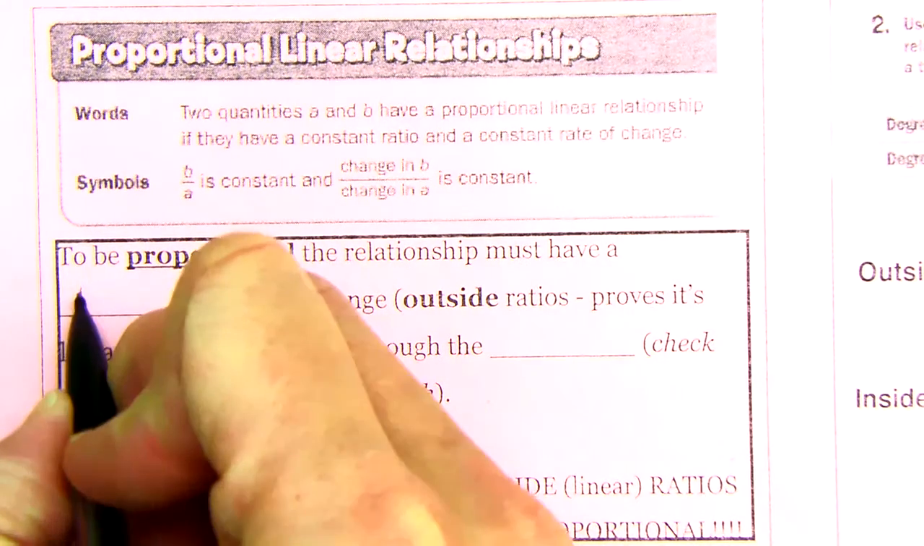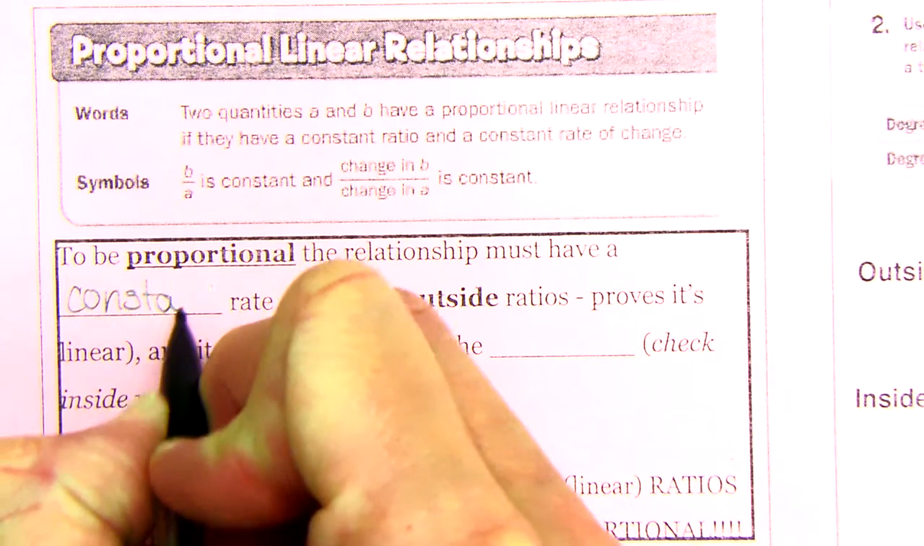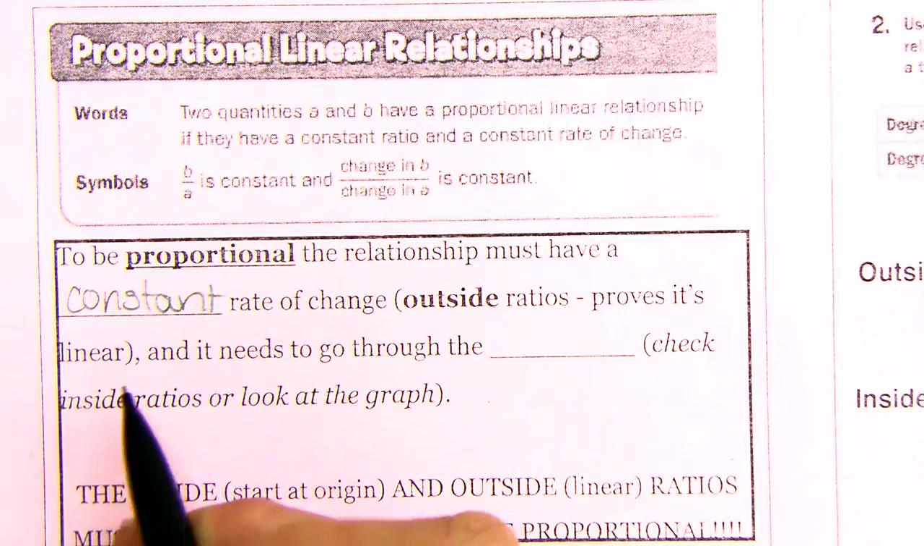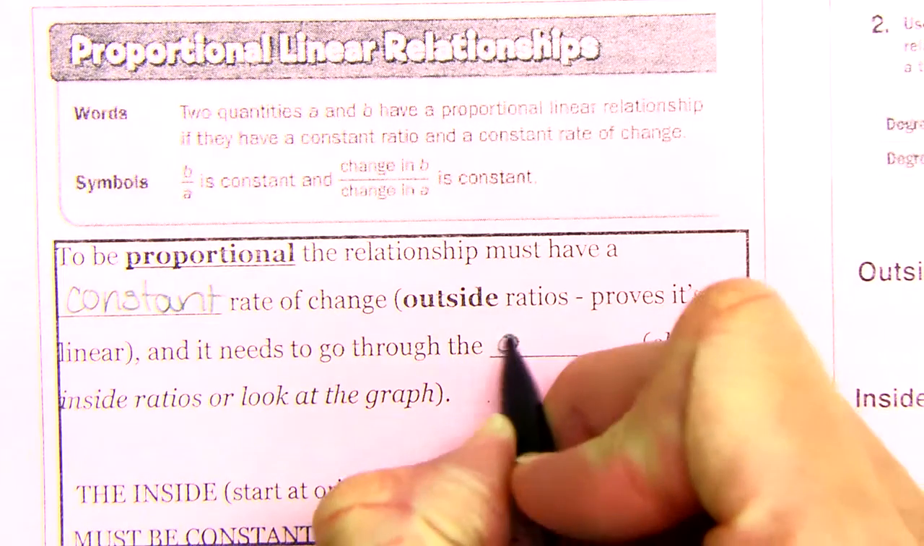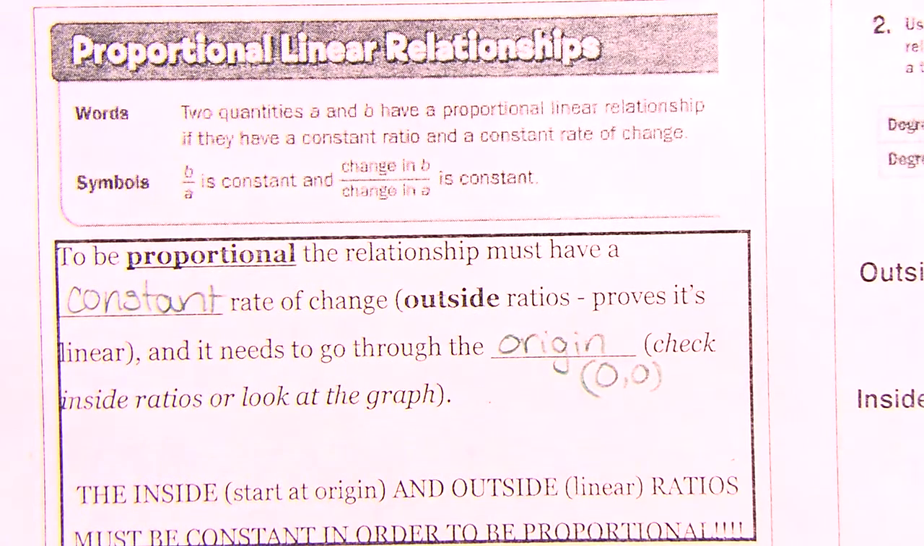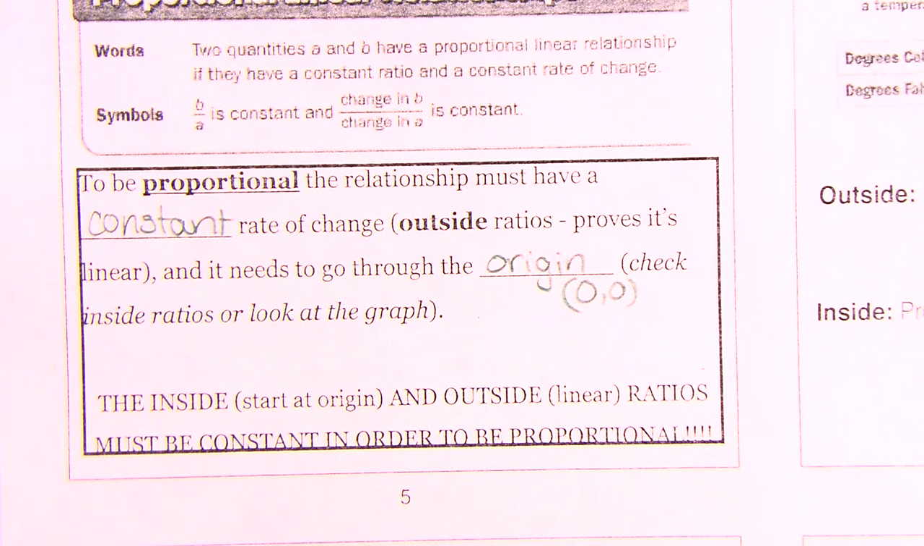So it means a constant rate of change, so the outside ratio, that means it's linear, but it also needs to go through the origin. That means through 0, 0. So if we're on a graph, it's really easy. Does it go through the origin? Or does it not? If it does, it's proportional. But if we don't have a graph, then we check each ordered pair and put it in a ratio. We put the Y over the X. It has to both be linear, and the constant ratio has to be the same.